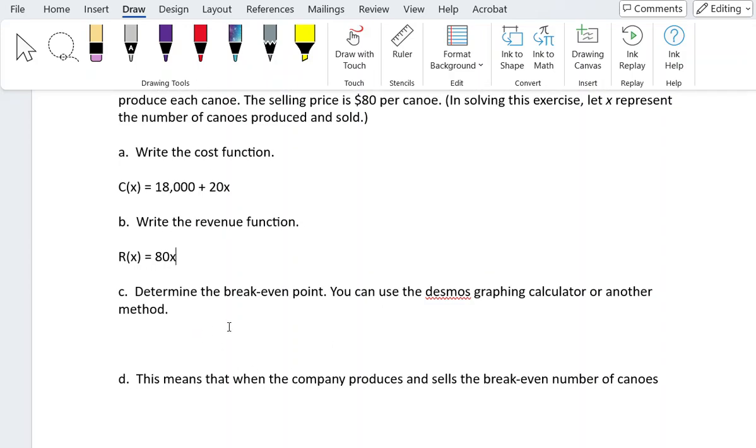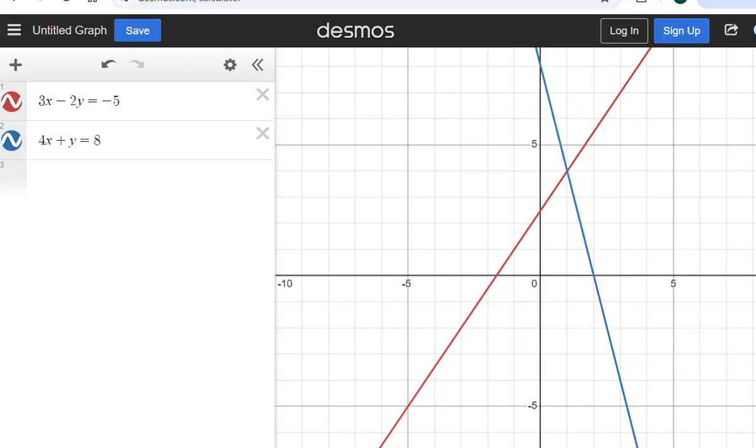Now we're going to determine the break-even point. It says you can use the Desmos graphing calculator or another method. You might have learned other methods like substitution, or setting the equations equal to each other, which would also work, but I'm going to use Desmos here. So I'm going to graph both of these equations. Let me get rid of my old lines here.